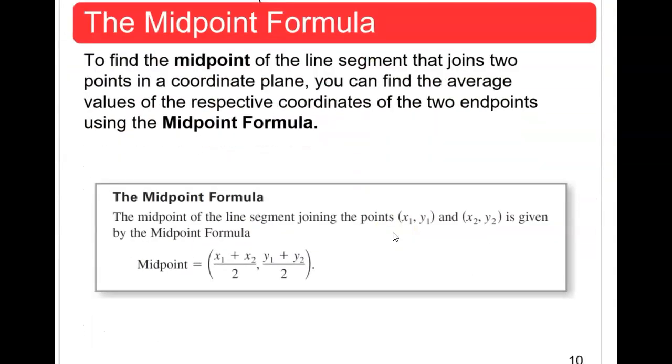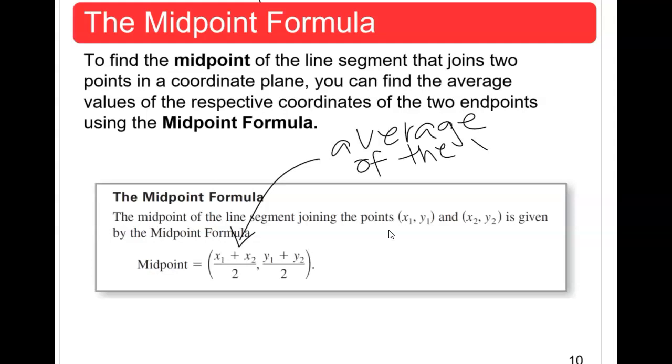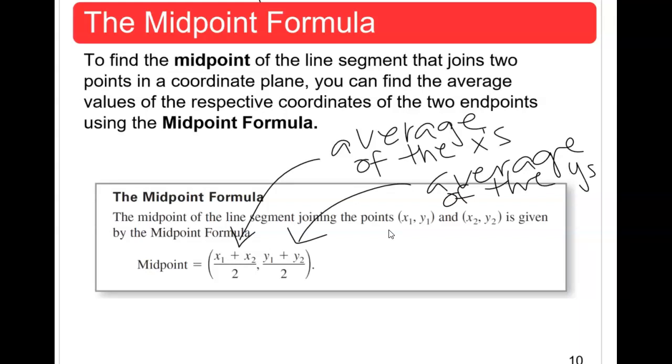Now let's move on to the midpoint formula. And I like to think of the midpoint formula as the average. Here we have the average of the x's. And here we have the average of the y's. Okay, and what do you do when you take the average of something?